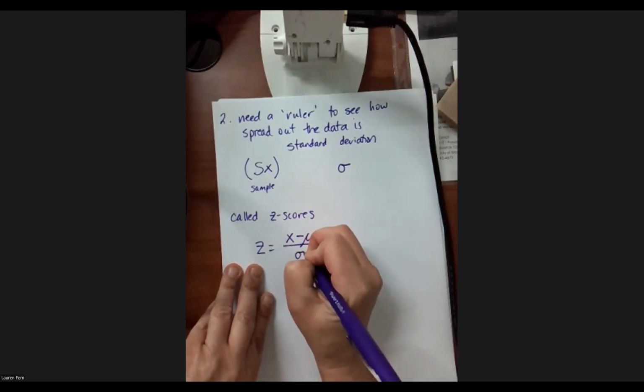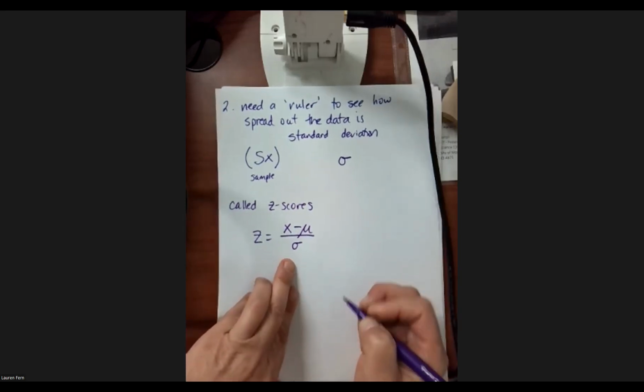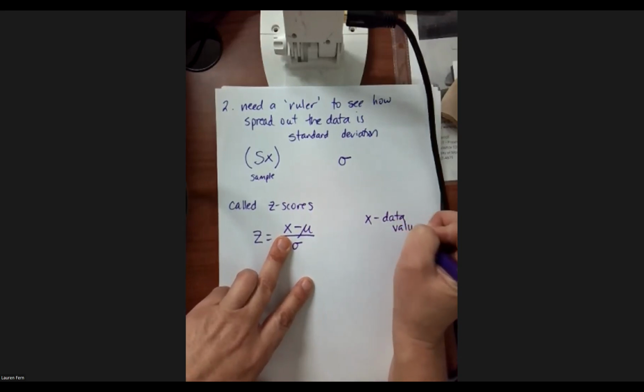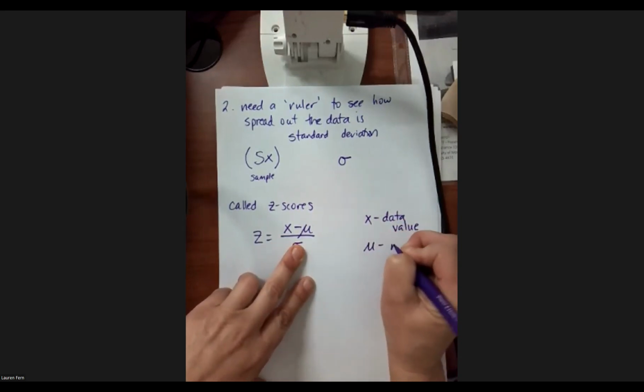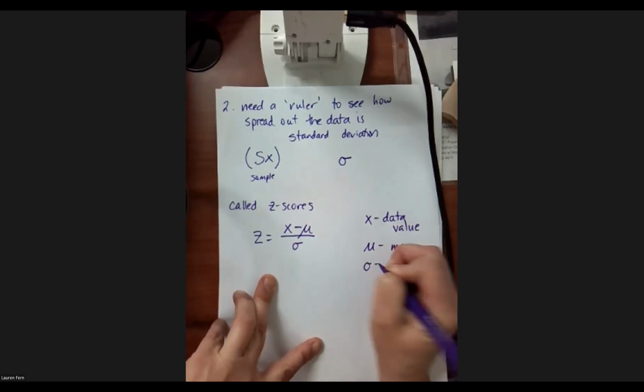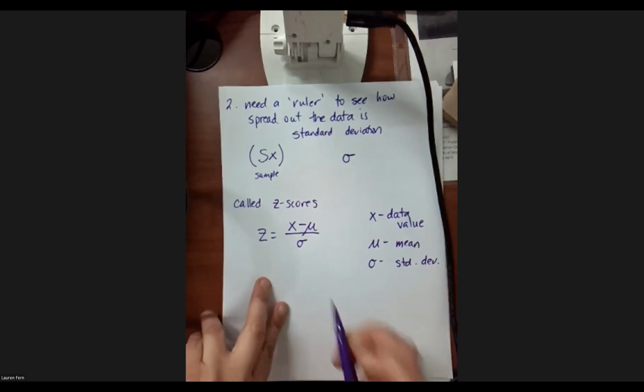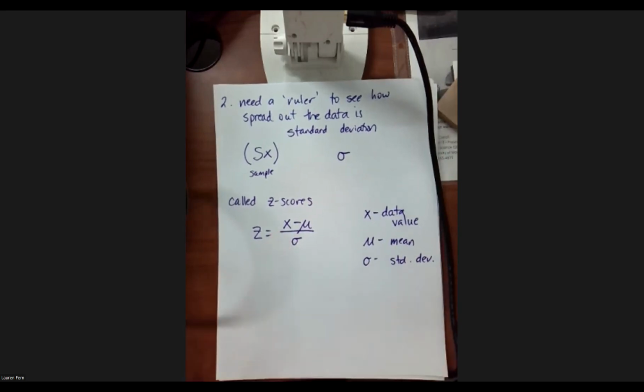I'm going to put it in using the Greek letters. Okay? X is our particular data value. Mu is the mean, and I'm going to use sigma for the standard deviation. Okay? Don't worry. I'm going to go through a ton of examples of how we analyze these things. Okay? I promise. I know any new formula looks funky.